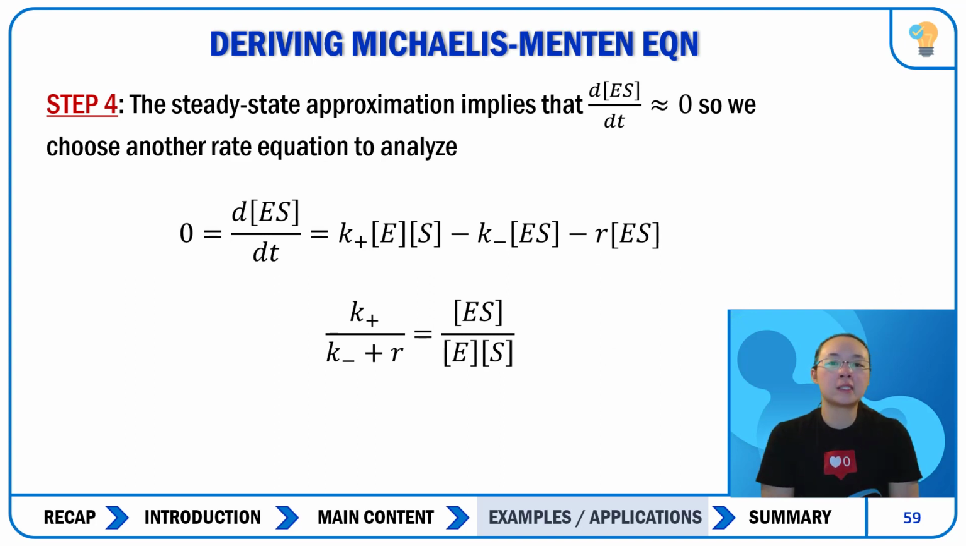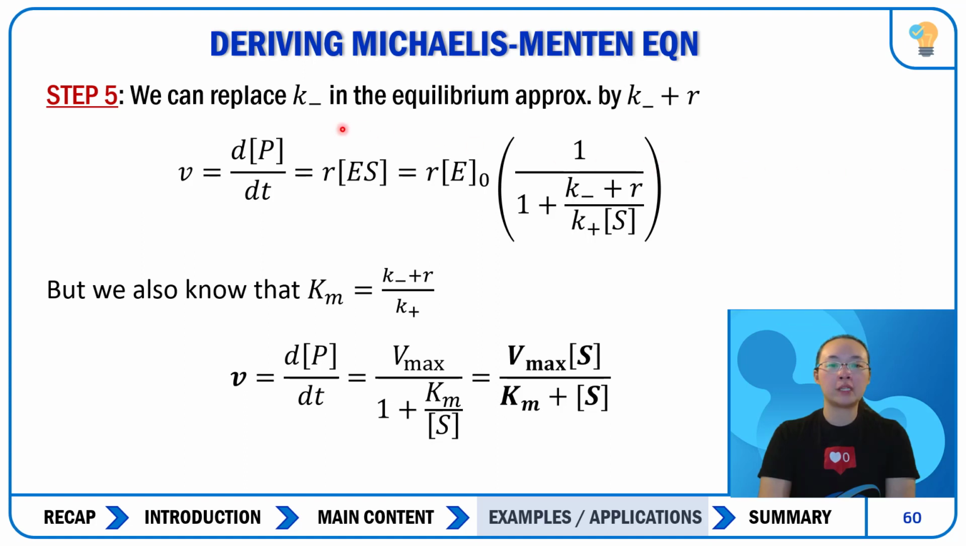So now the steady state approximation implies that dES over dt is approximately equal to 0. So why don't we choose another rate equation to analyze? We can actually set this equal to 0, solve for this, replace the K negative in the equilibrium approximation by K negative plus R, so we get this term.